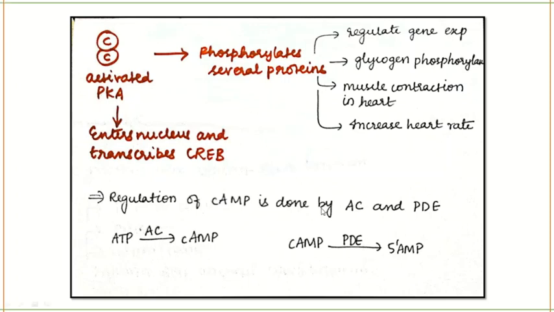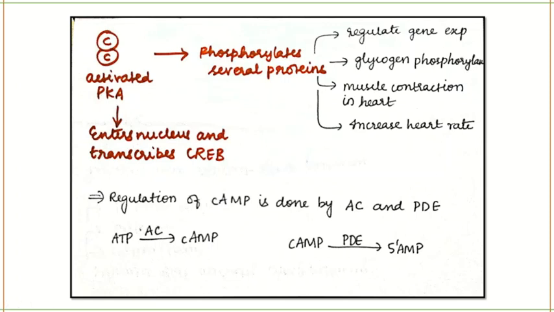So for that, enzymes are used. For regulation of cyclic AMP, there are two enzymes. One is to increase the concentration of cyclic AMP, the other one is to decrease the concentration of cyclic AMP. So the first one is adenylate cyclase, which we have already studied. This is adenylate cyclase that will convert ATP to cyclic AMP. So this is increasing the concentration of cyclic AMP.